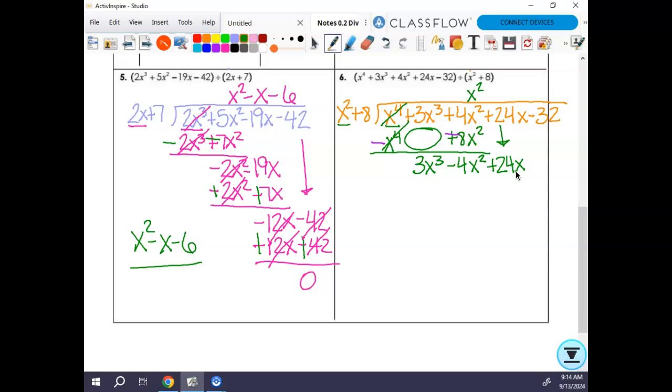Any questions at this point? Understand where everything came from? All right, so now 3x cubed divided by x squared leaves me with what? 3x. And so I put a positive 3x, and then I multiply them back. 3x times x squared, 3x cubed. 3x times 8, positive 24x. Make sure they are lined up appropriately. Then I change the signs on the second row.